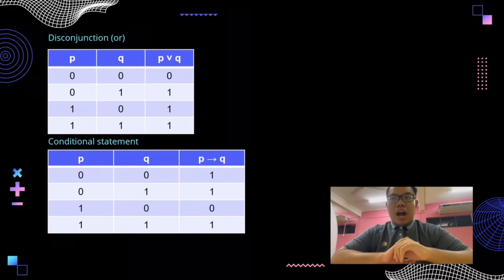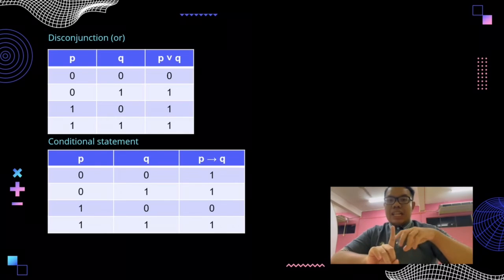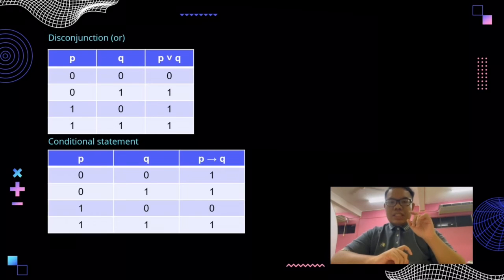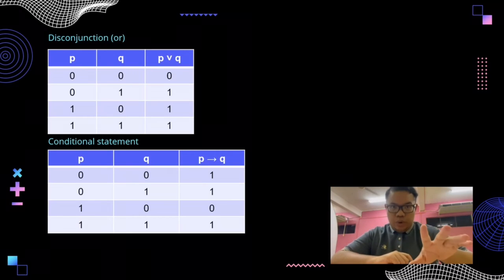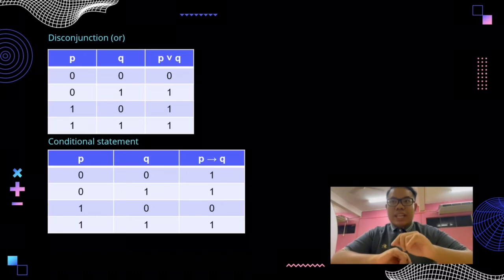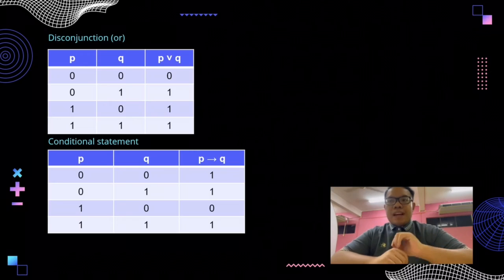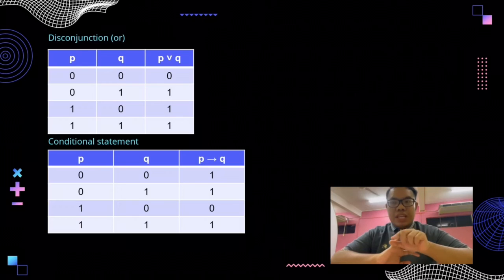Meanwhile, for disjunction, which is OR, if at least one is 1, then the statement should be 1, which is a true statement. For example, if P is 0, Q is 0, then P or Q should be 0. If P is 0, Q is 1, then P or Q should be 1. If P is 1, Q is 0, it should be 1 because there is at least one. If P is 1 and Q is 1, then P or Q should be 1.